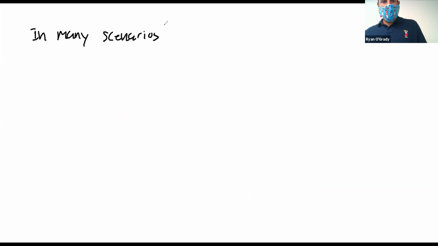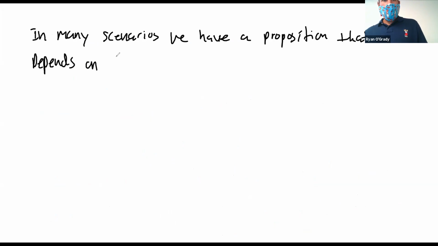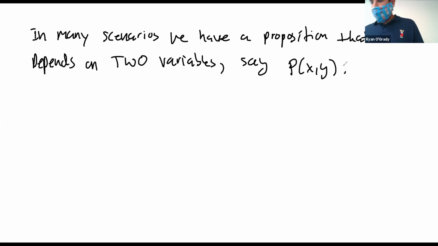So in many scenarios, we have a proposition that depends on two variables. Say it's P, and then how do we illustrate that it has two dependencies? We call one X and one Y. We could use any letters really, but it's common to use X and Y.